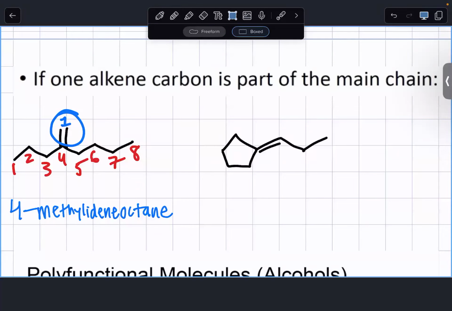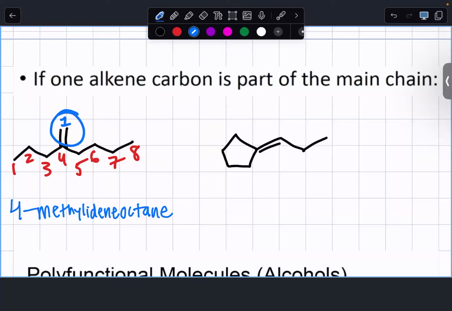The octane shows that our longest chain is 8 carbons long. We have a methylidene on carbon 4. The ylidene shows that this alkene substituent has one of its carbons attached to the main chain. That's when we use ylidene compared to eno. We use eno when the alkene is not part of the main chain at all, but is separate from the main chain. Right.